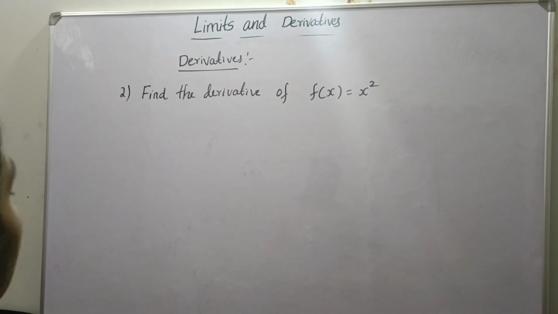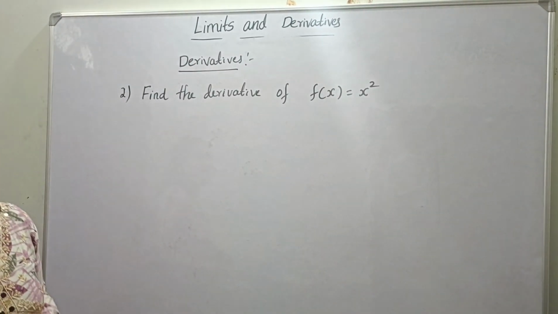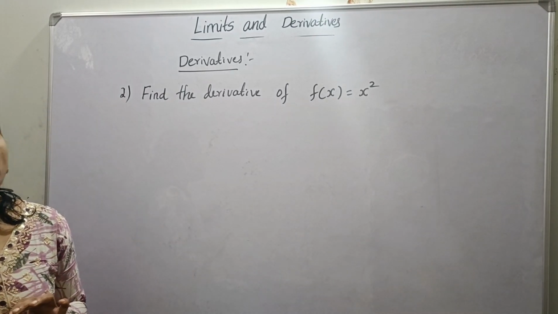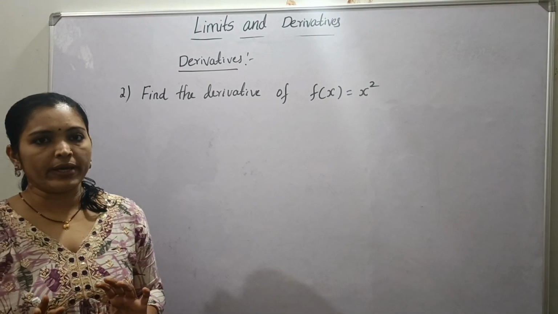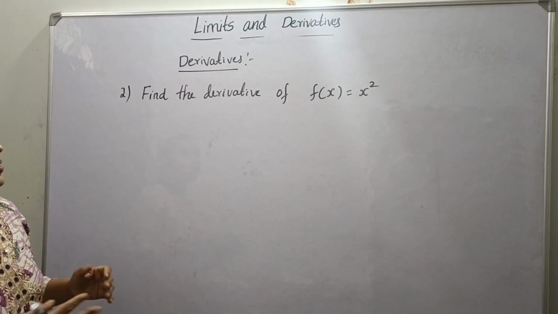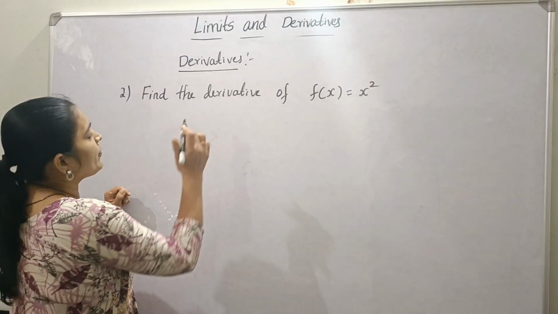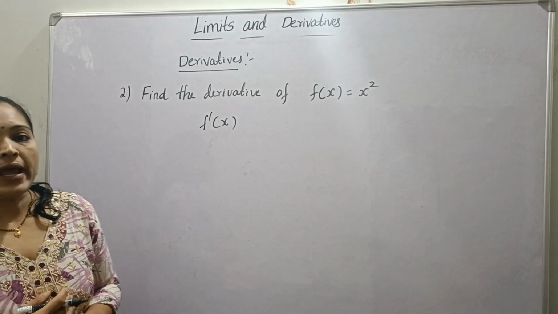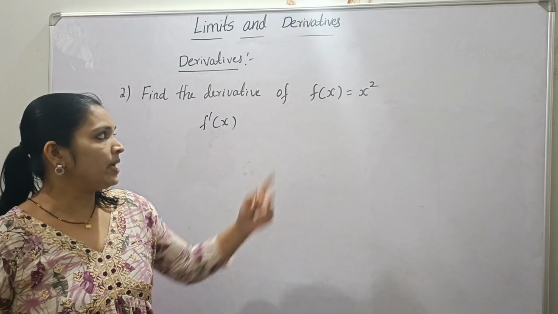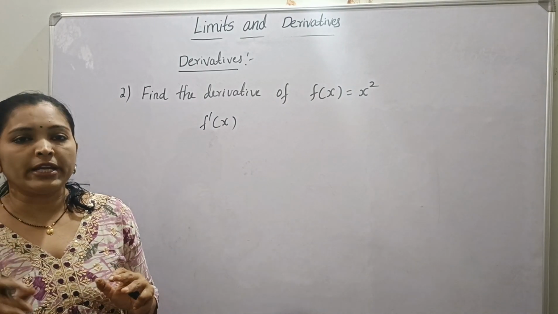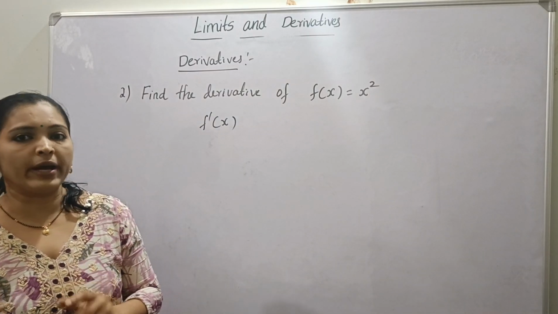See the next question. Find the derivative of f of x is equal to x square. Here a particular point is not given. Finding the derivative of f of x means f dash of x, or we can write df by dx.